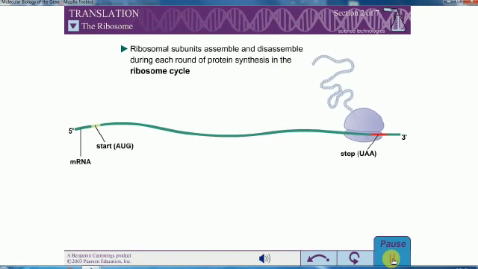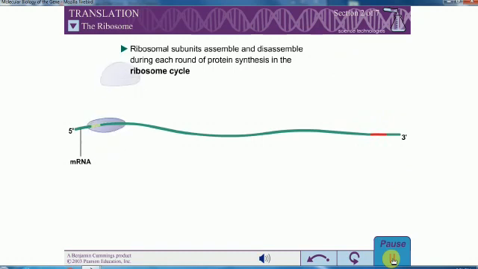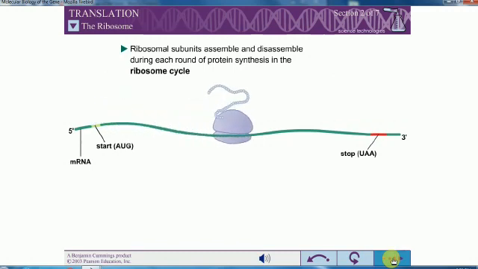Ribosomal subunits assemble into a full ribosome on the mRNA, disassemble when the protein has been synthesized, and assemble once again to start another round of protein synthesis. This process of repeated assembly and disassembly of ribosomal subunits is known as the ribosome cycle.